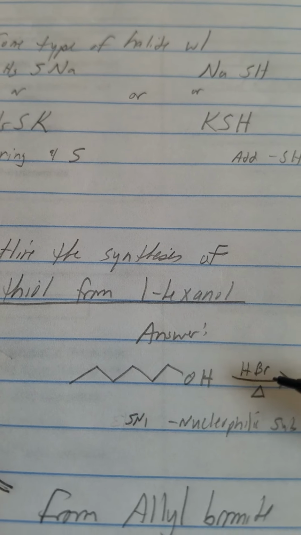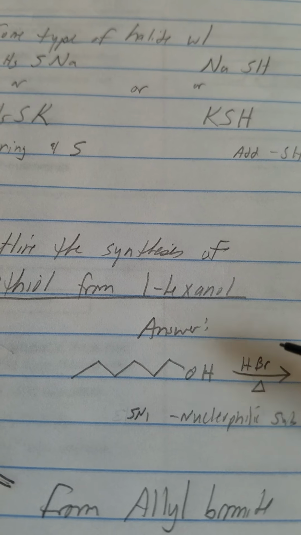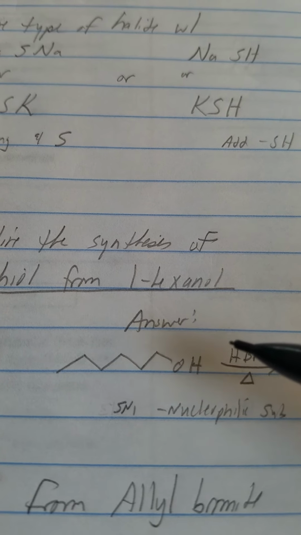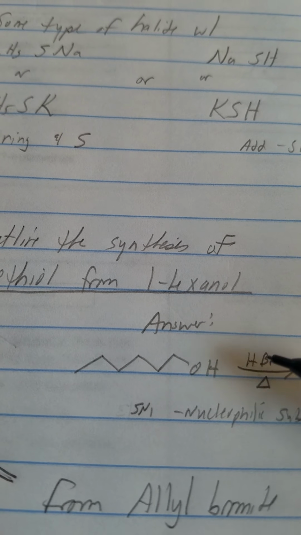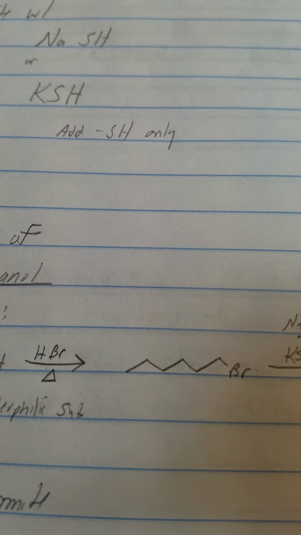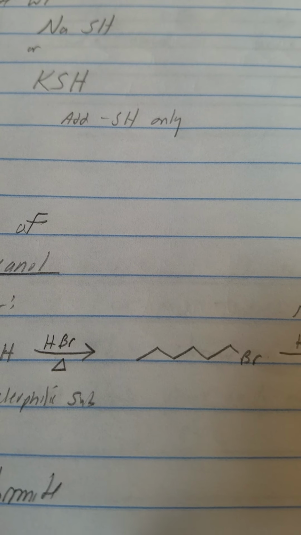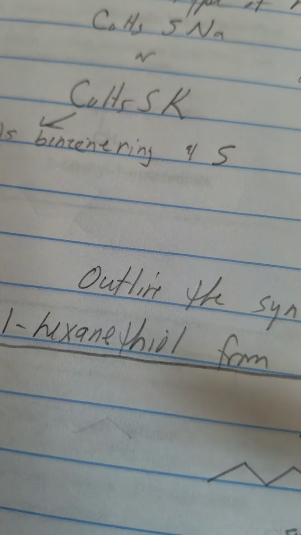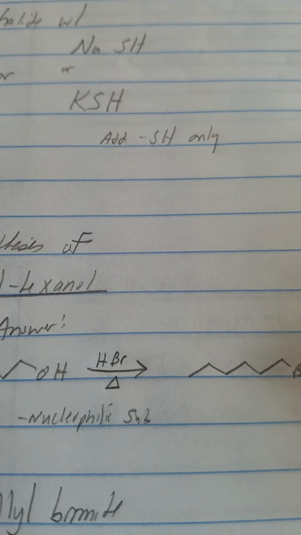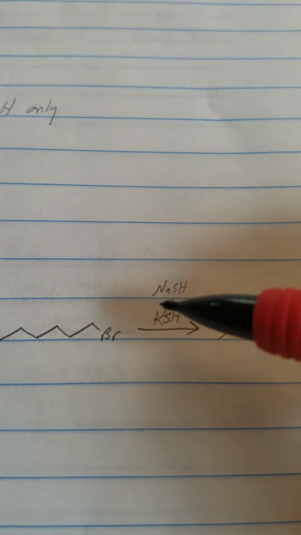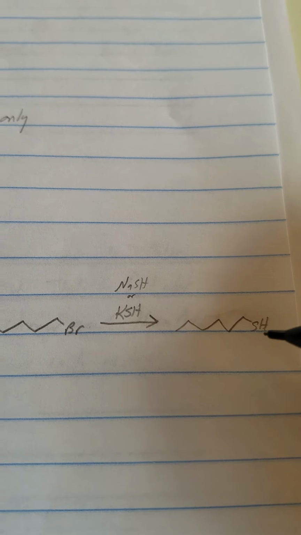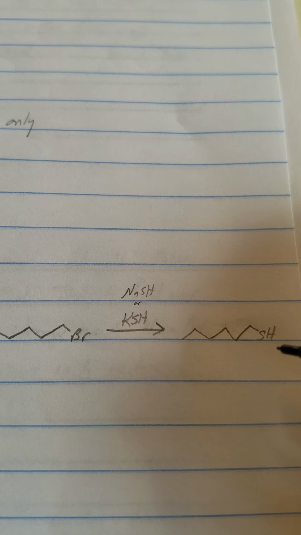So here, the first reaction, we'll start off with our alcohol. We'll use the hydrogen halide. Since this is primary, you need to use the stronger hydrogen halide. So that's our hydrogen bromide. That's going to do a nucleophilic substitution and put the bromine on the carbon chain. And then if we want to make 1-hexane thiol, then we're going to use either the sodium or the potassium thiol and substitute off the bromine and put on the thiol.